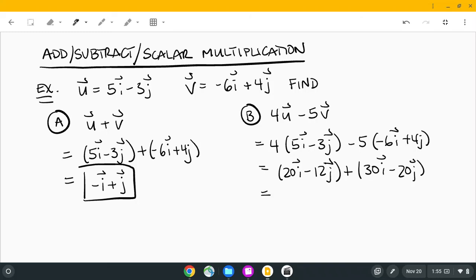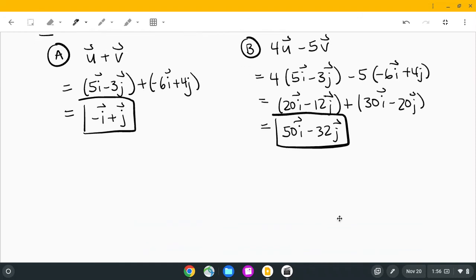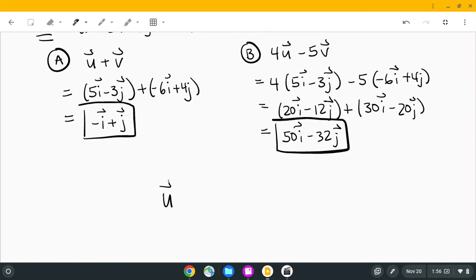Now I can go ahead and combine my i components, I get 50. And combine my j components, and I get negative 32. Okay, so that's it. So you know both forms. If you have vector u, some random vector like negative 3, 5, that's going to be the same as this vector written in ij form, negative 3i plus 5j. They mean the same thing.